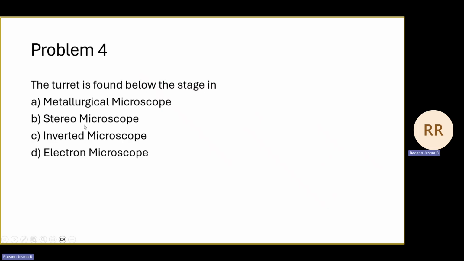What is asked is in which microscope the turret is found below the stage. Option A, metallurgical microscope. Option B, stereo microscope. Option C, inverted microscope. And option D, electron microscope. Here you can see that among these four options, it is not the electron microscope. Why? Because a turret on a microscope is just a rotating metal ring that holds the microscope's objective lenses. The function of the turret is to change the magnification level by switching between different objective lenses. We don't use any switchable objective lens in an electron microscope. So that's not the answer.